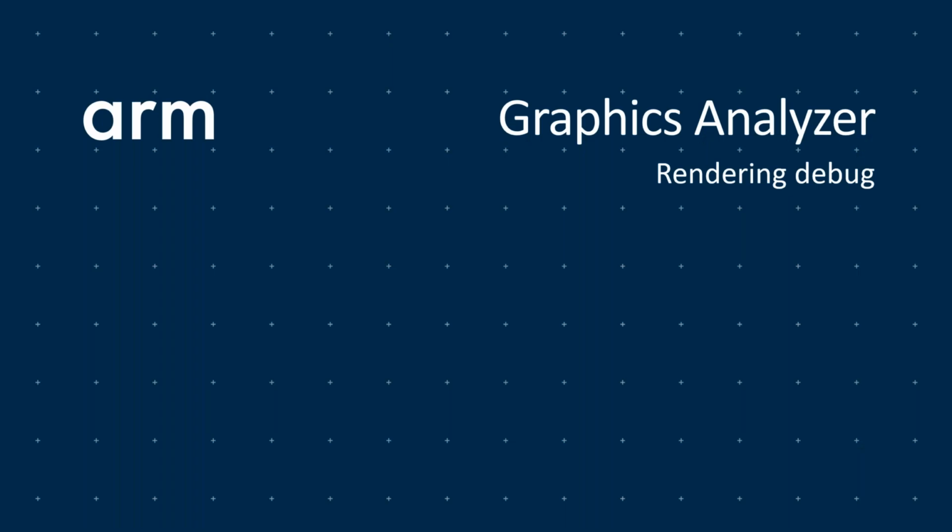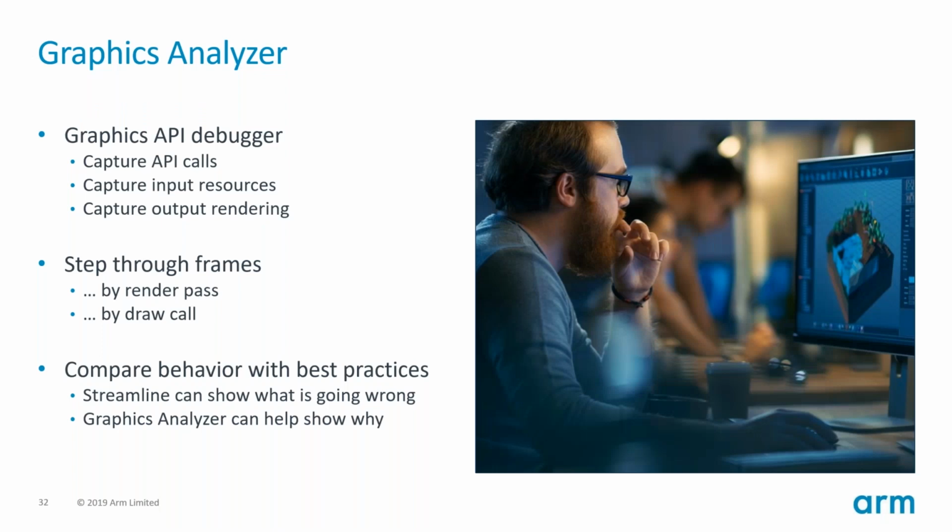Once you've found the rendering issue, you then tend to use Graphics Analyzer to try and debug why a particular bottleneck is happening. It's worth noting Graphics Analyzer is also a functional debug tool. So because you can capture the rendering coming back from the GPU, you can see why it's particularly heavy. So it simply captures all the API calls, all the input resources, all the output resources, and lets a user step through the frame, render pass by render pass, draw call by draw call, and see how that is being built up and all the render states that are being used. So in general, Streamline can show you what's going wrong. Graphics Analyzer can show you why it's going wrong.